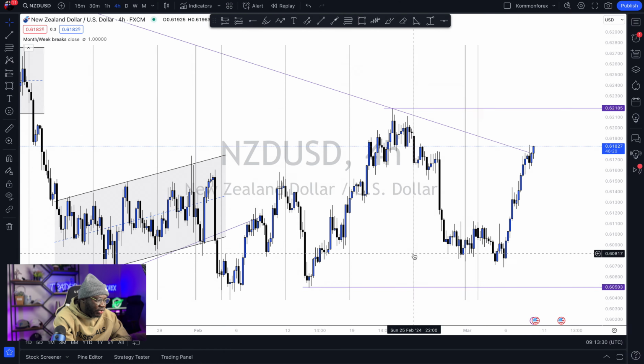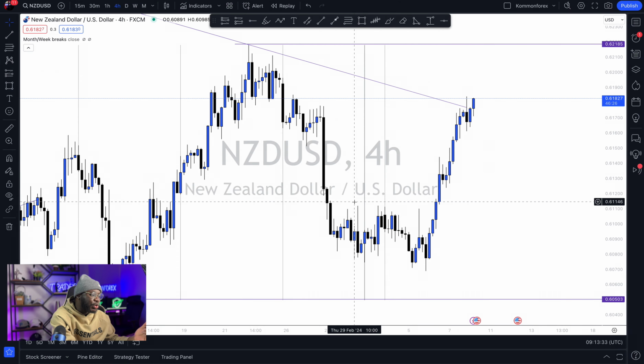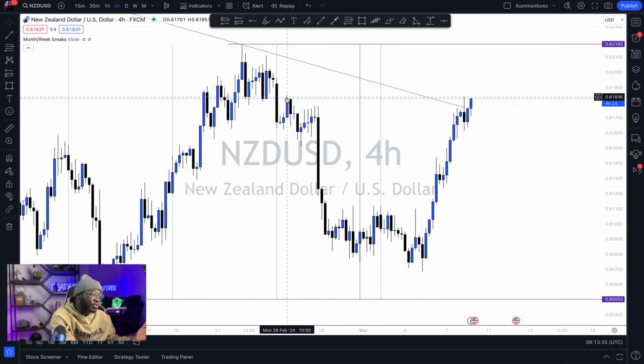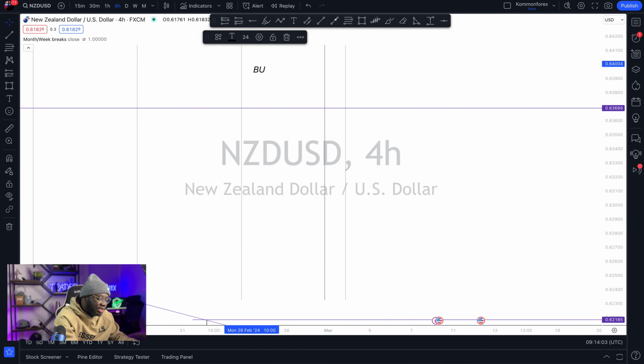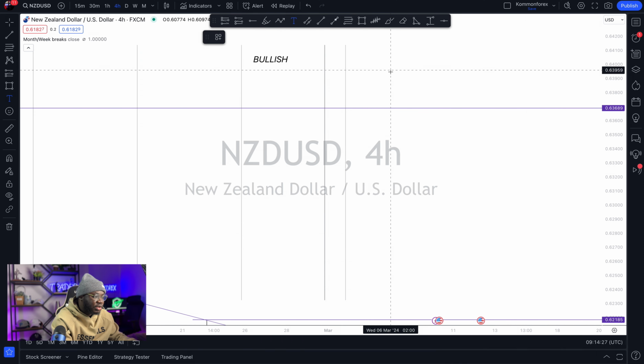So if you look on my screens, you can see a random pair like NZD USD, and you can see I have bullish candles which are labeled in blue, and bearish candles which are labeled in red. So we actually have two main types of candlesticks. The very first one is the bullish ones, and then we have the bearish candlesticks on this side.